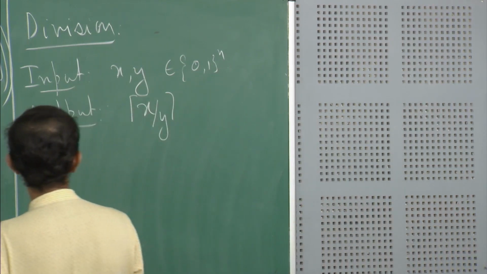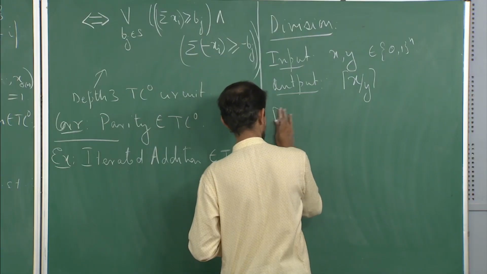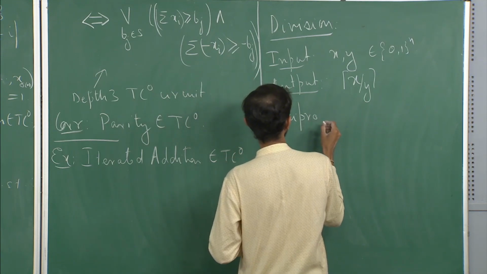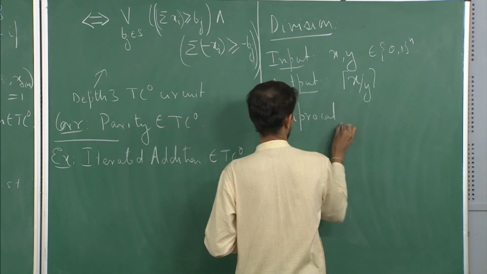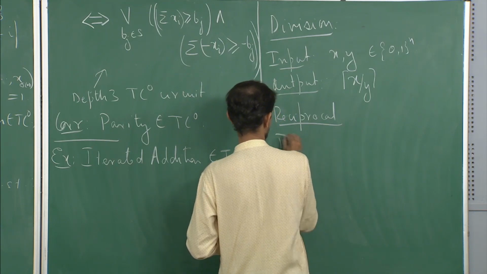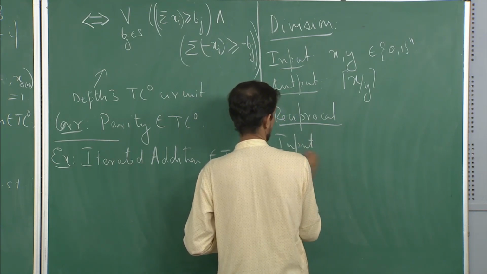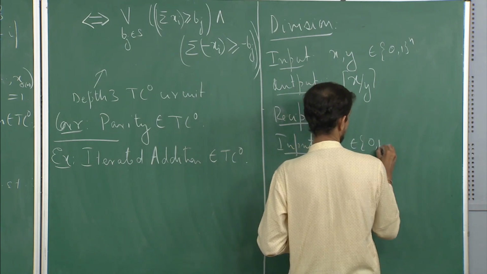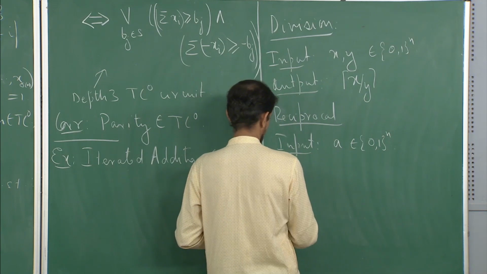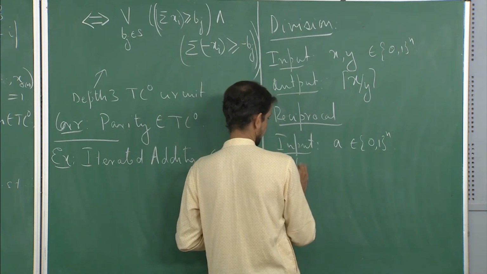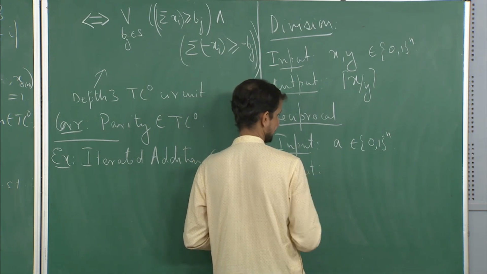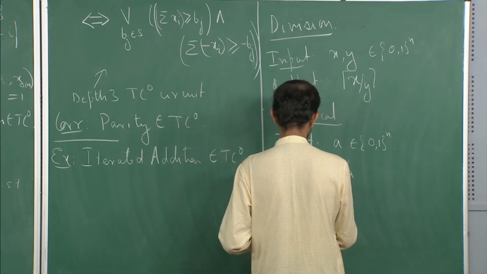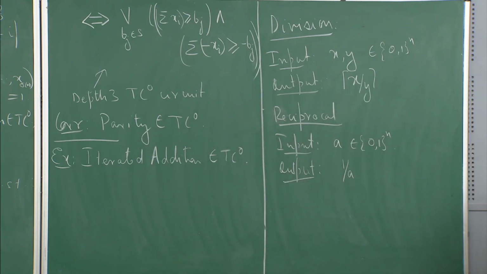Okay. And in fact what we will show is something a little different. So let me define another problem, reciprocal. So reciprocal is, we have input, let's say some number a, and what we want to output is one over a. Okay, so we need some assumption over here.